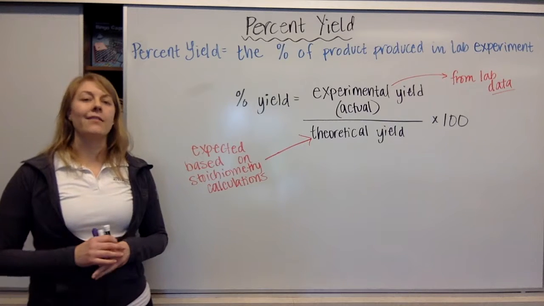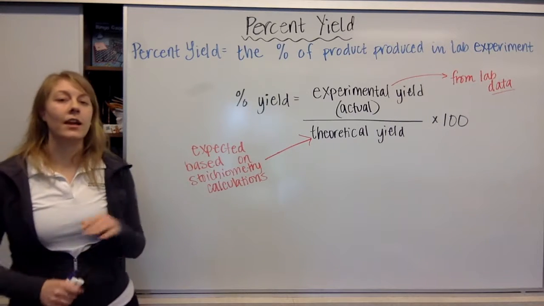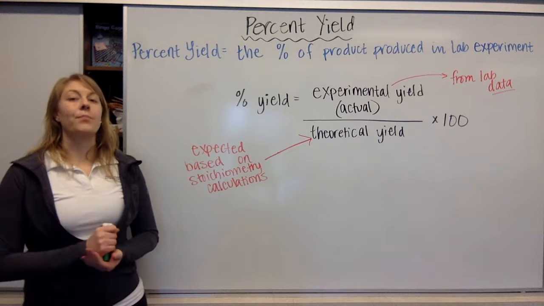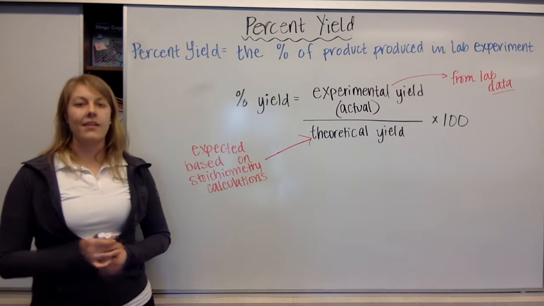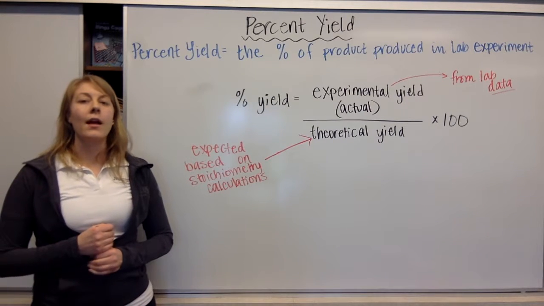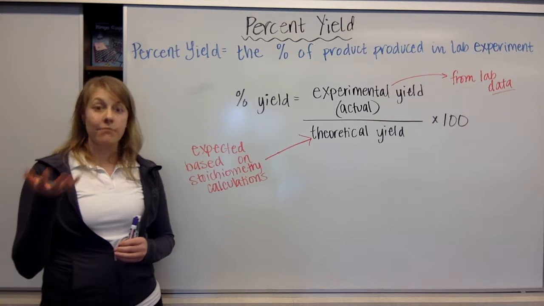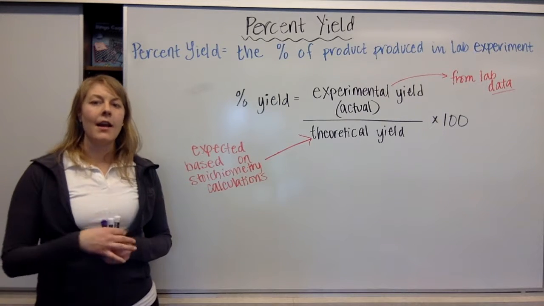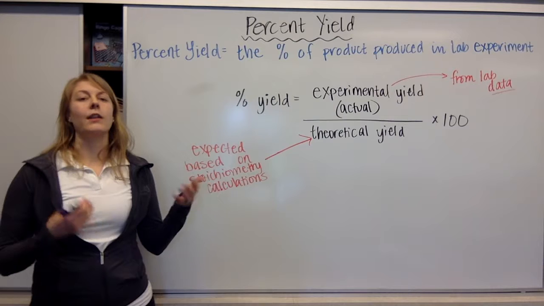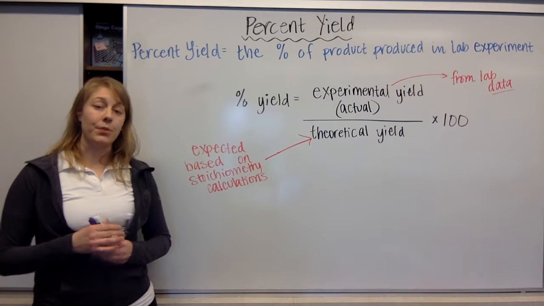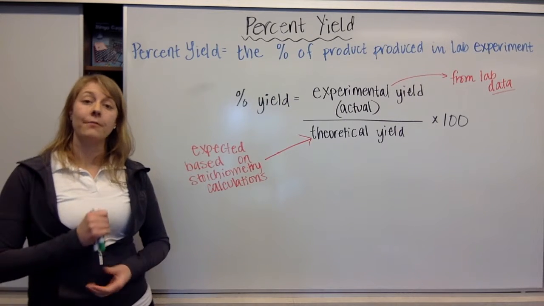Okay, so when we're looking at percent yield, what we're actually calculating is the percent of product produced in a lab experiment. So compared to what math stoichiometry says we should have gotten, how much product, how many grams of product, what mass do we actually produce? And then we'll calculate the percent from that.